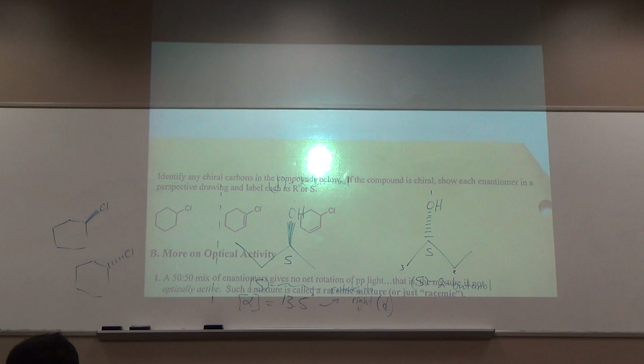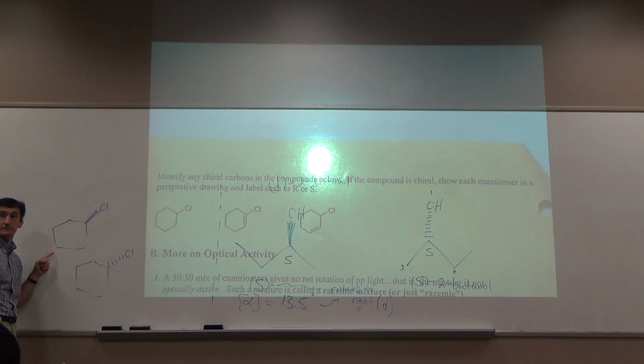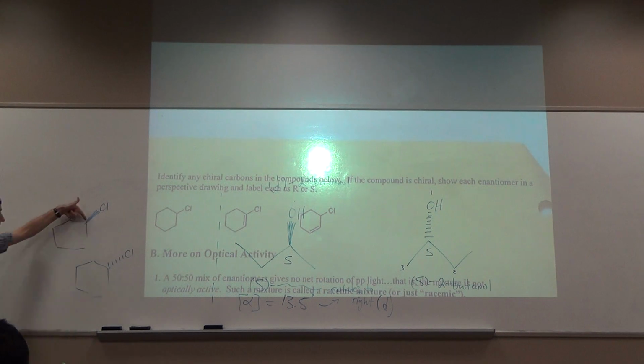Thus, are these enantiomers? No, these are the same thing. Same thing. Why are they the same? Because when you name it, well, in both cases, it's 1-chlorocyclohexane. But do they require different stereochemical descriptors? No. The carbon is not chiral.